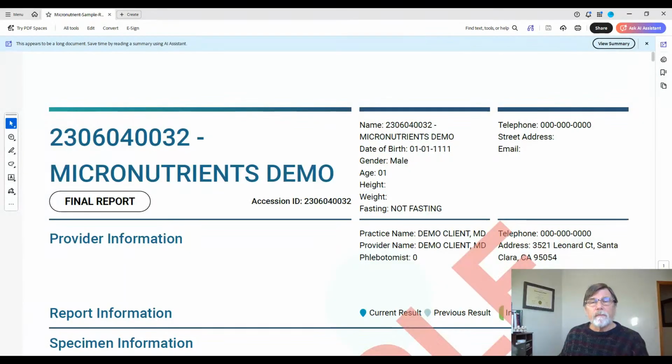All right, we are going live and we're going to talk about a micronutrient profile. So let me share my screen. So here's the micronutrient profile. This is from Vibrant, but many labs have similar tests that have varying names.